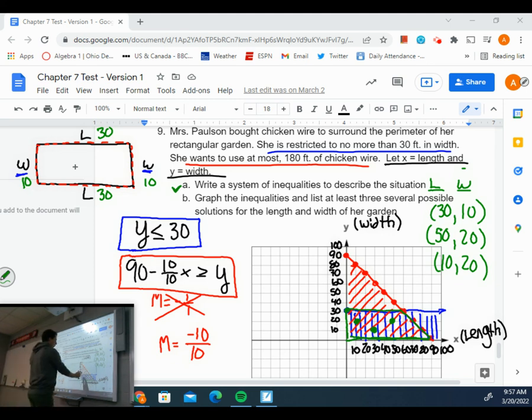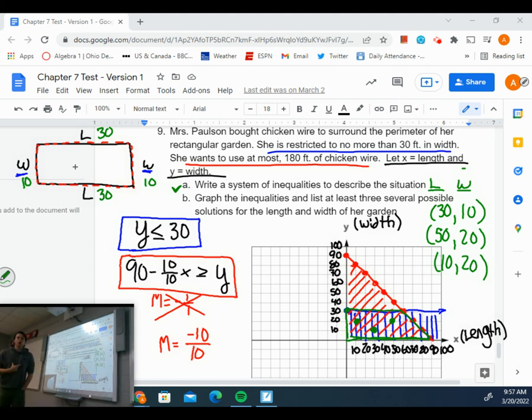And really, you could pick any point in here. It doesn't matter. And what I would advise Mrs. Paulson to do is to pick one that suits her needs. Maybe she doesn't need a massive garden, or maybe 10-10, well, technically a solution, might not meet her needs and she needs to do more like 60-20. It doesn't matter. Just for this problem, those are some potential solutions.